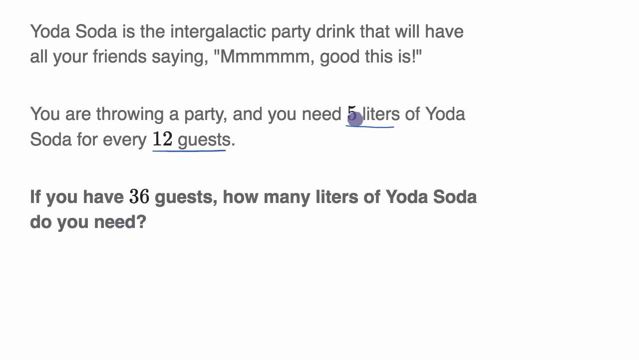Well, they tell us the ratio of liters of soda to number of guests. So you need 5 liters for every 12 guests is the ratio. But we want to have 36 guests. So if the ratio is 5 liters of soda for every 12 guests, but we're in a situation where we have 36 guests, so this is 3 times as many guests, we're going to need 3 times as many liters of soda. So 3 times 5 is 15.